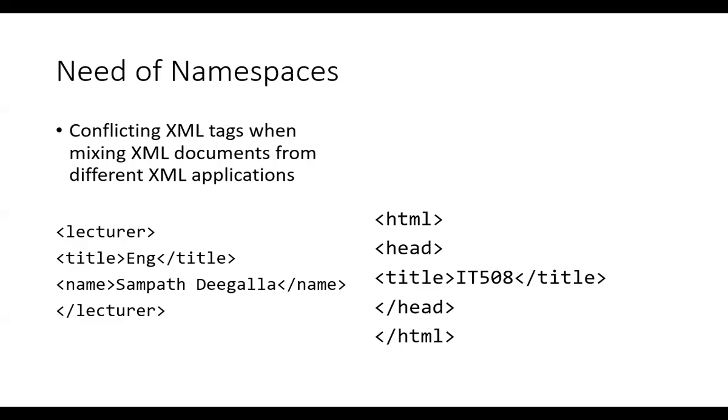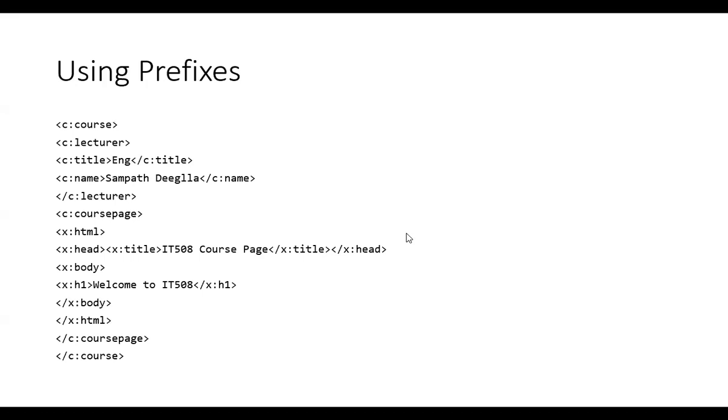namespaces. So namespaces means you are going to use some special label for that. For example, here you can notice we have used different special labels. Here we say C, which in this particular case represents course related tags. And we have X here, which represents HTML related tags. So this is very, very important if you want to avoid any conflicts.